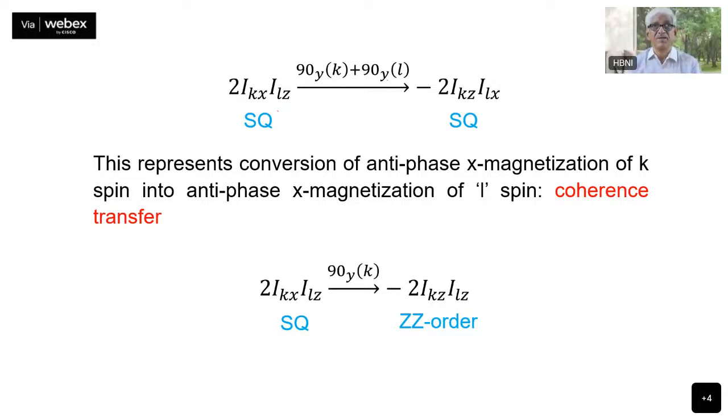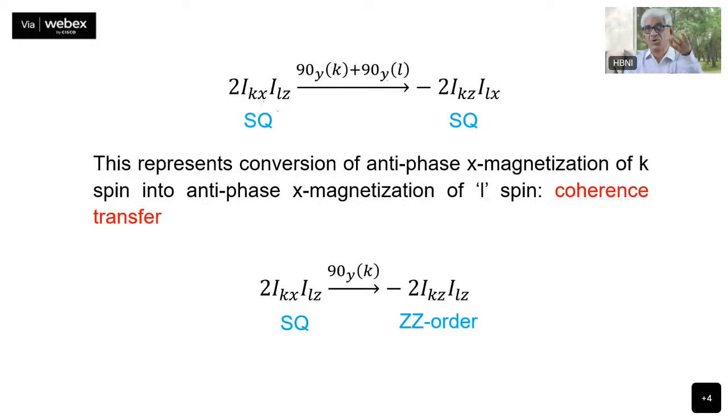What does that mean? Here, both are single quantum coherences. Both are single quantum, but here it is K spin, here it is L spin. So therefore you see, application of a 90-degree pulse to antiphase magnetization causes a coherence transfer from one spin to another spin. K magnetization has been transferred to the L spin.